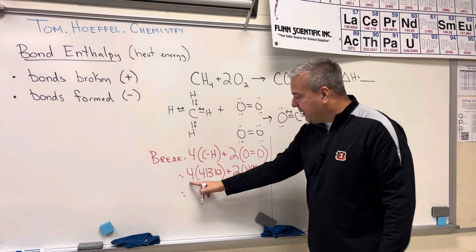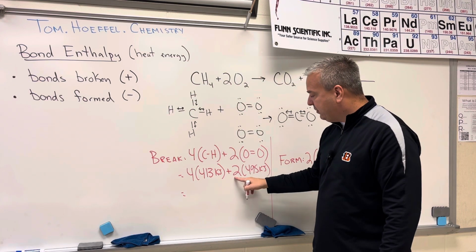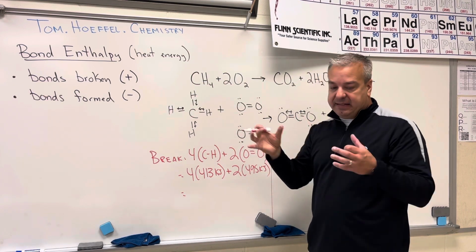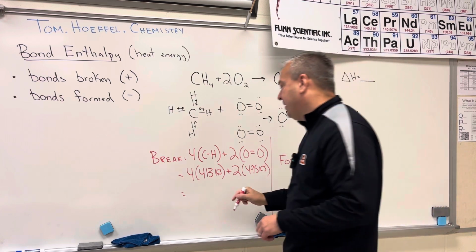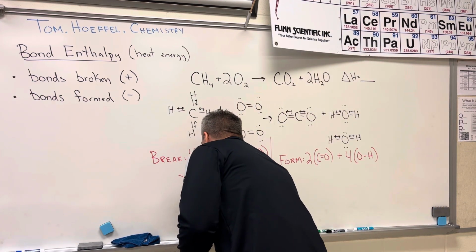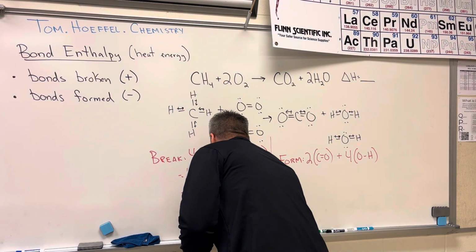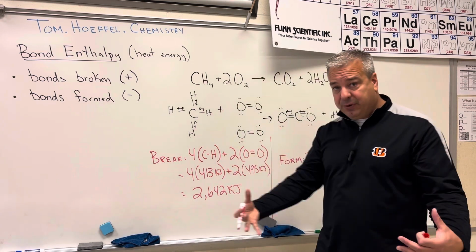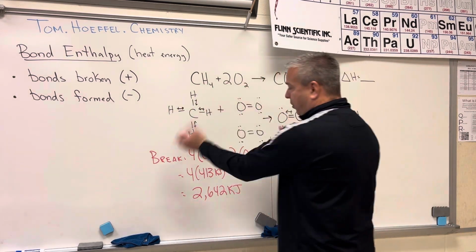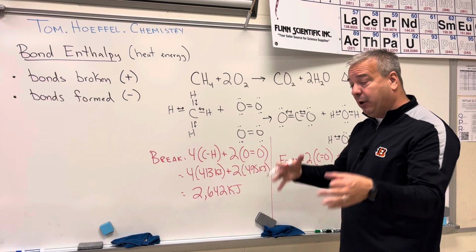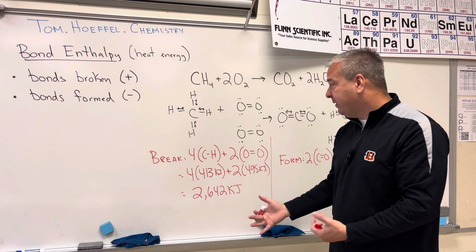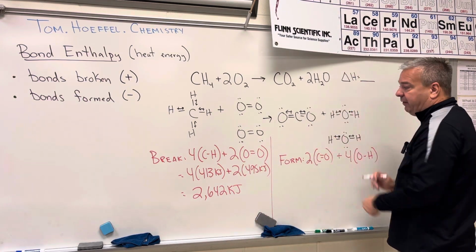So in my calculator, I'm going to take 4 times 413 and 2 times 495 and see what that totals up to be. Okay, it comes out to be 2,642 kilojoules. That was my input of energy to break all of these bonds. Now, I hope I get a return on that investment by forming all of these bonds.